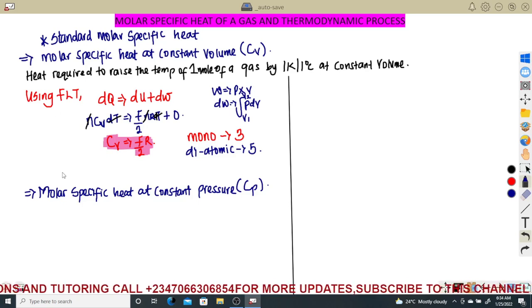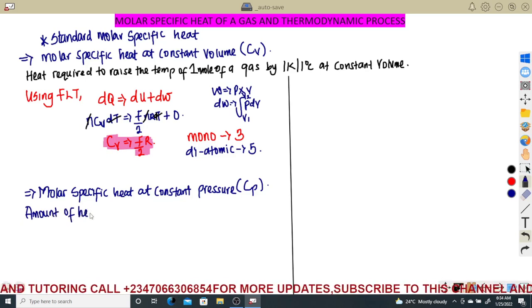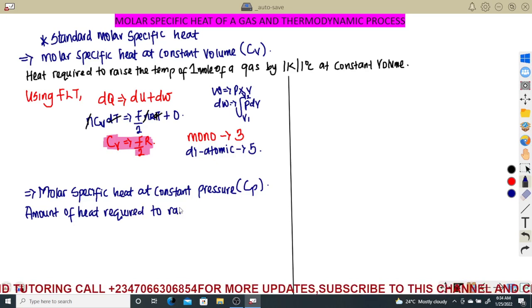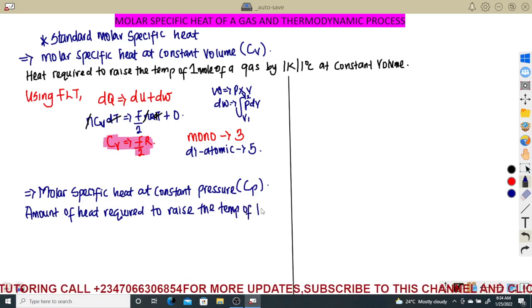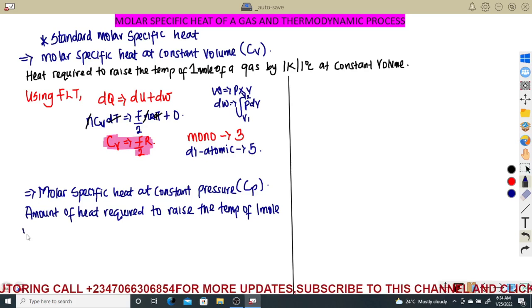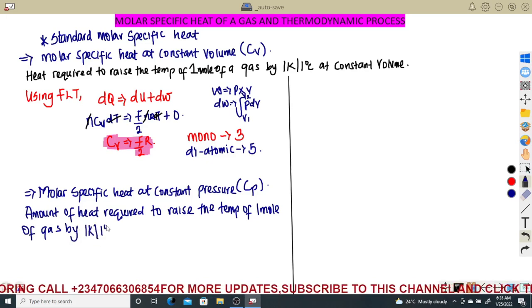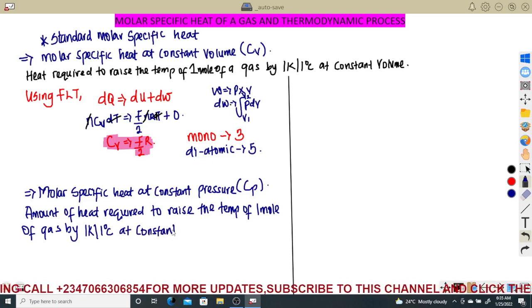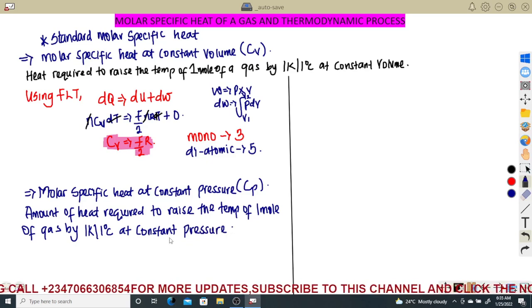So from the definition, you can write: the amount of heat required to raise the temperature of 1 mole of a gas by 1 Kelvin, or say 1 degree Celsius, at constant pressure. So if we go by that, you can see that pressure is constant this time around.